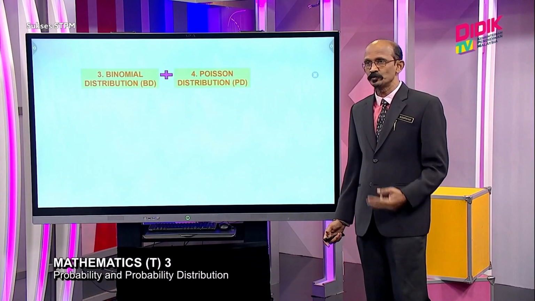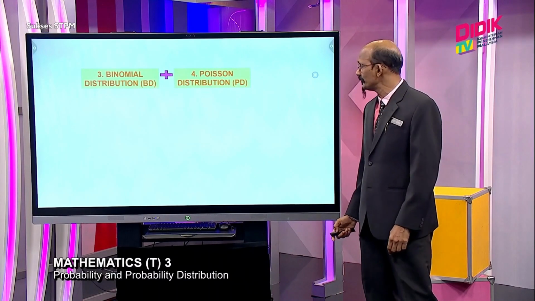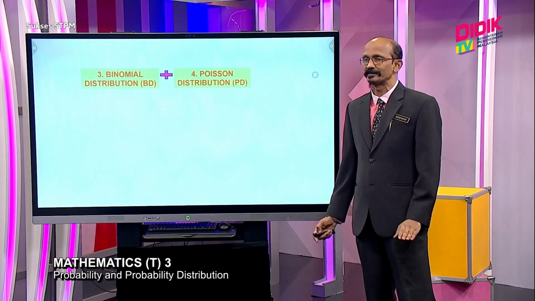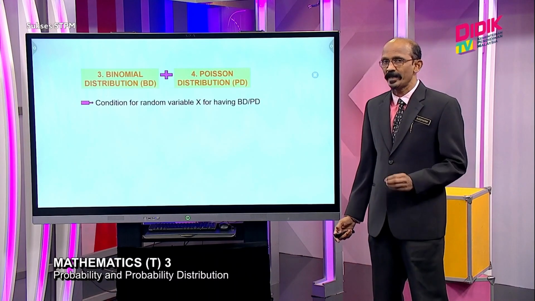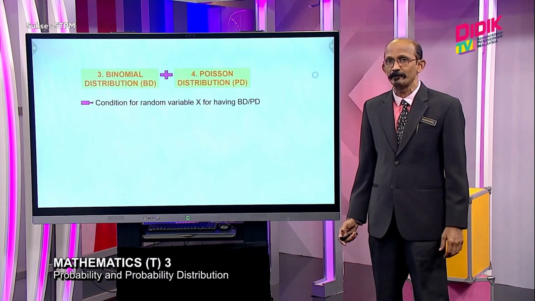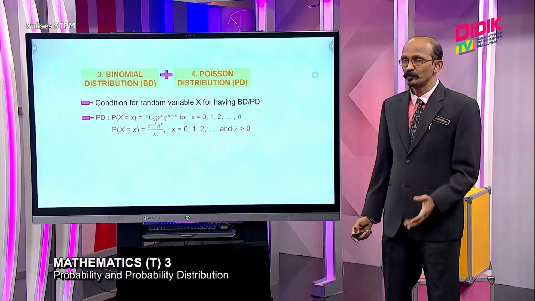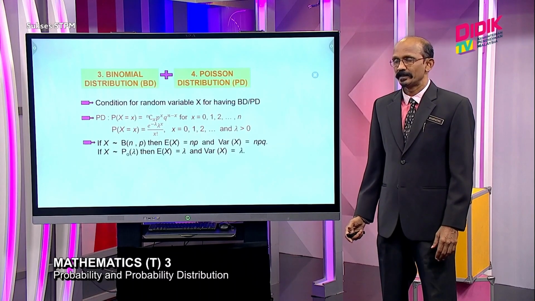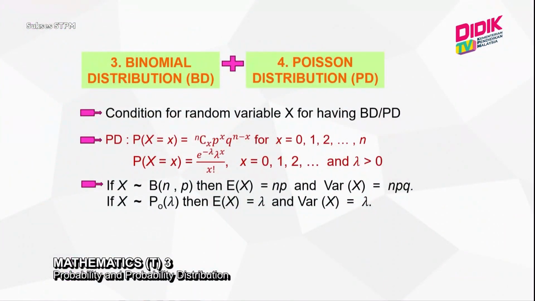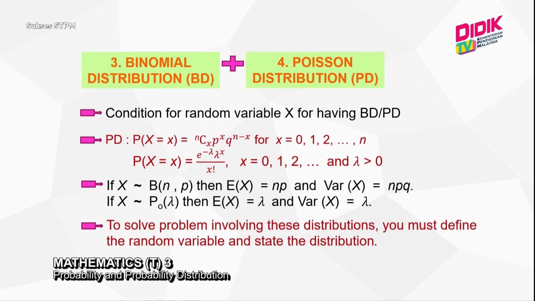Next, we will study 2 types of distribution which come under DRV: binomial distribution and Poisson distribution. These 2 are considered slightly easier. Here you should be able to define the condition for a random variable X to have a binomial or Poisson distribution, define the correct formulas, and find the mean and variance using the correct formulas. And the last part, you should be able to solve problems involving these distributions. When solving, you have to state your random variable, state your distribution, list your probabilities one by one, and use the correct formula to evaluate them.